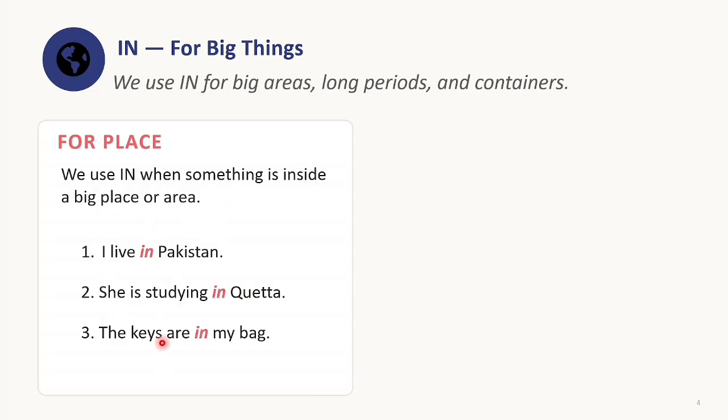For example, I live in Pakistan. Pakistan is a big country. The second example: she is studying in Quetta. Quetta is also a very big city, so we are inside Quetta. The third example is: the keys are in my bag. A small thing is inside a bigger place or area. The keys are small, so they are in my bag. My bag is big for keys, so in that case we use in.